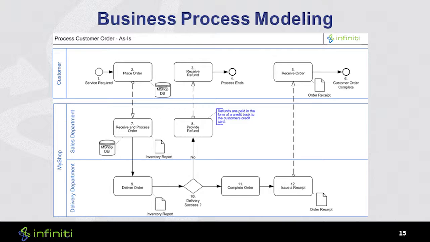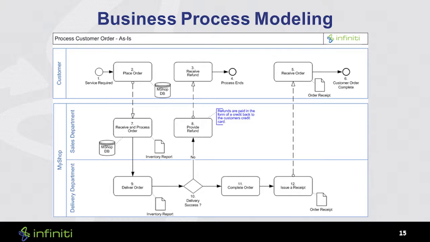So we have, in the swim lanes, the organizational units, we have a customer. And for My Shop, we got two departments there. We got the sales department and we got the delivery department. And it starts with a customer needing a service. He wants to buy some widgets or he needs something delivering. So he places an order, probably online, and it goes into the database.